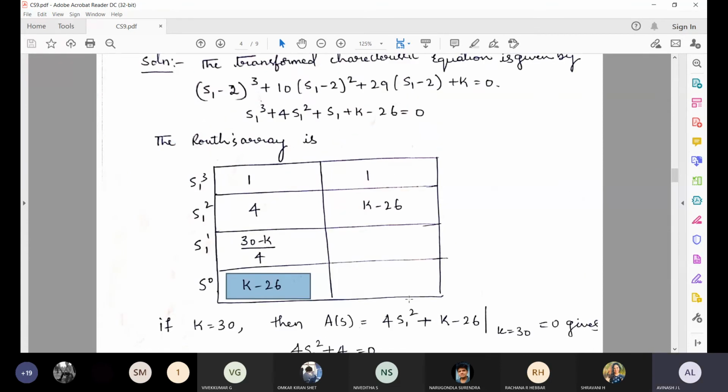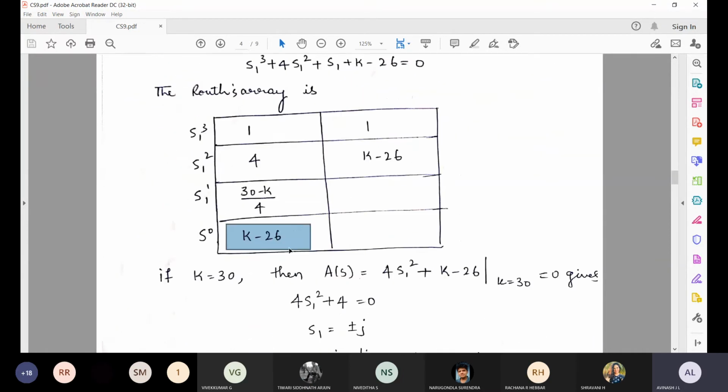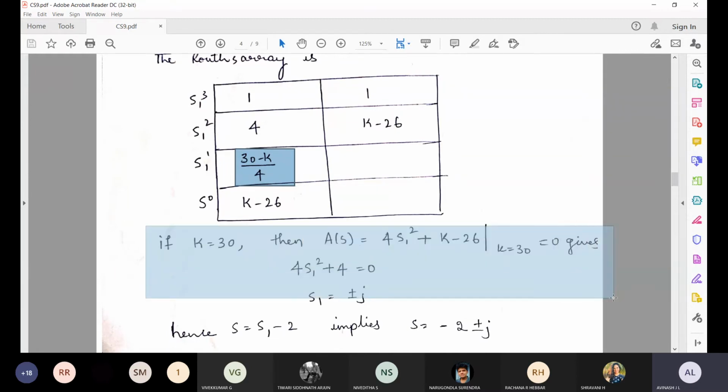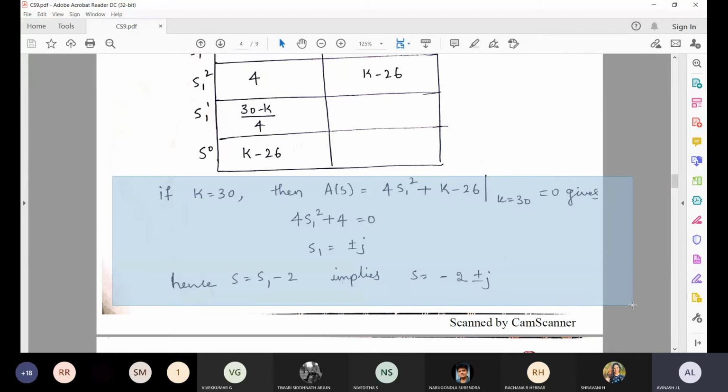So after this, the question has been asked to find the shift vertically, so that the complex roots are given. Once the complex roots are coming, that means the system is marginally stable. In the understanding of marginally stable, the first element in any one of the rows must be equal to 0. So we can do this if k equal to 30. If k equal to 30, we can obtain this particular thing. All of you, cross verify this answer, solve it and verify and tell me.